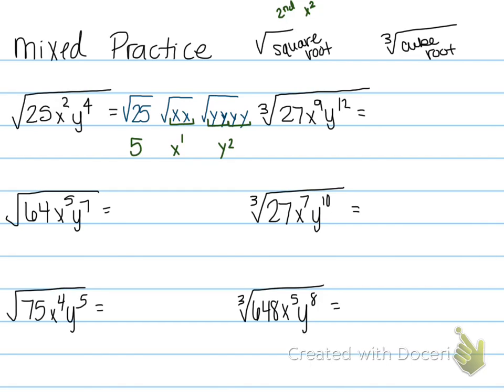So my final answer, you could take all of these and write them closer together, or you can leave them just like this, but they are all together. It's 5xy squared. Once again, that exponent of 1 is optional. If you choose not to write it, that is fine.